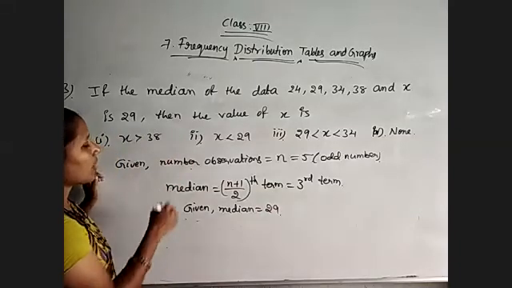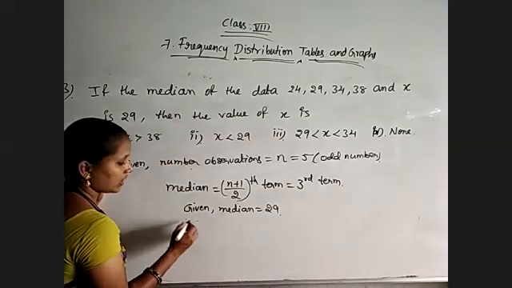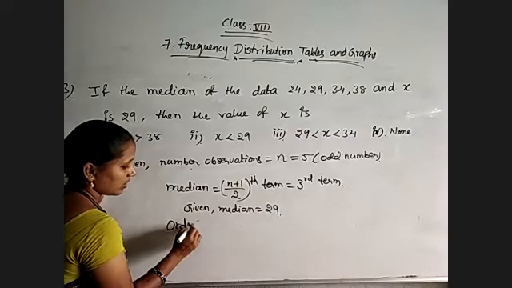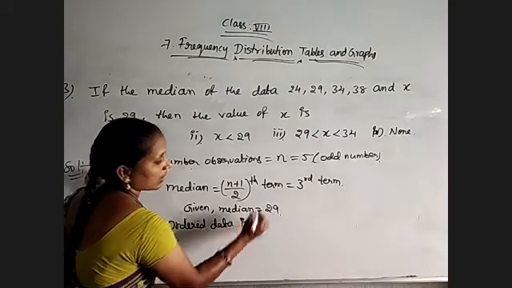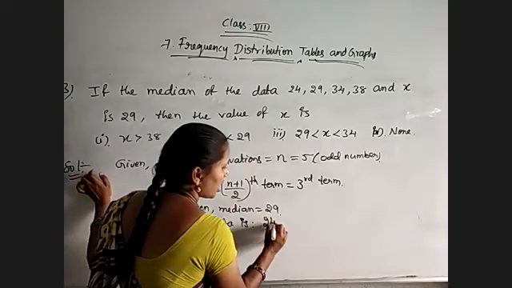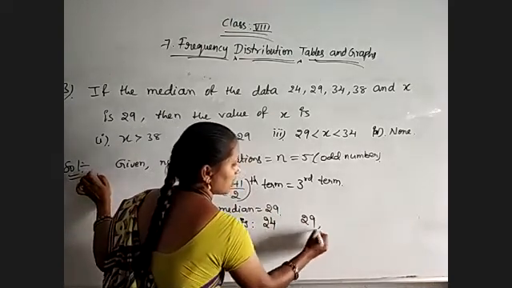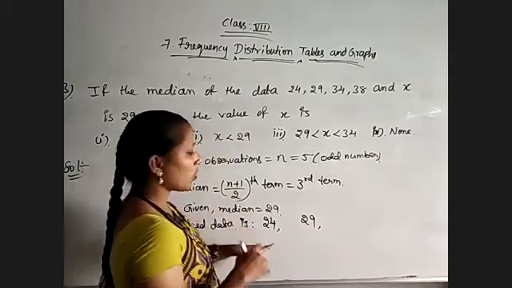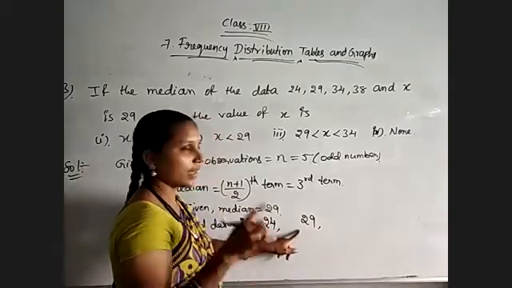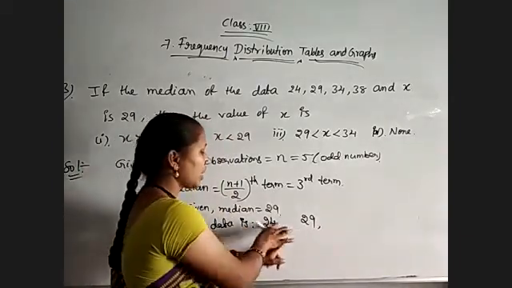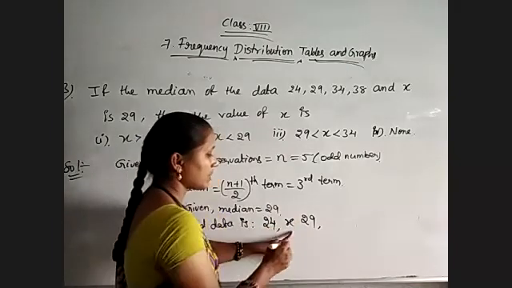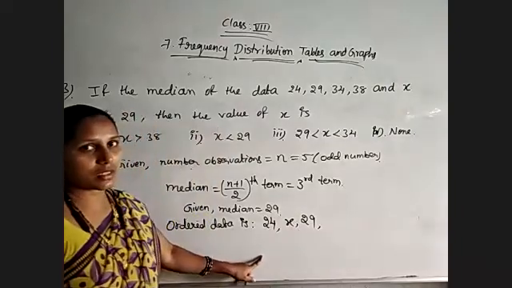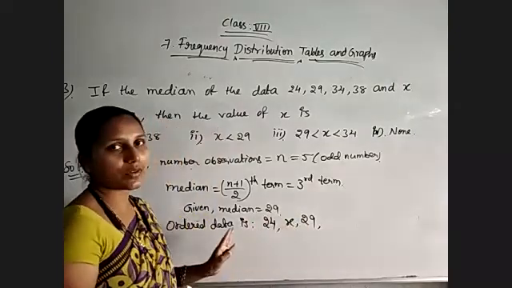Okay, now observe the order of the ordered data. 24, 29 will be the third term. Only with 20 do we have two terms. So X may be before 24 or after 24. That may be the second observation or first observation, but that is lesser than 29 only.